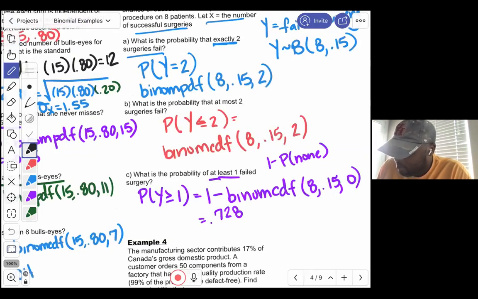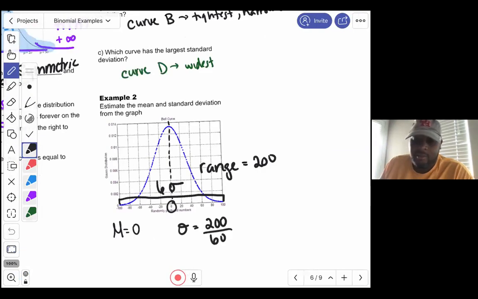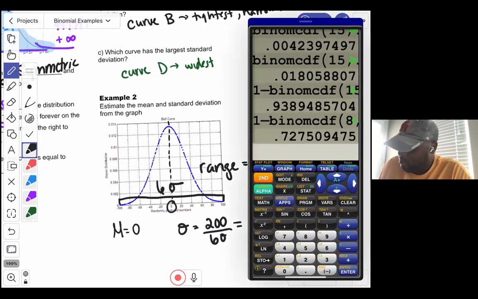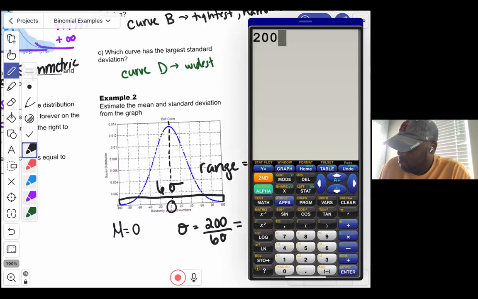So we can take 200 and divide it by 6 standard deviations. We get 200 divided by 6, which is 33.333.